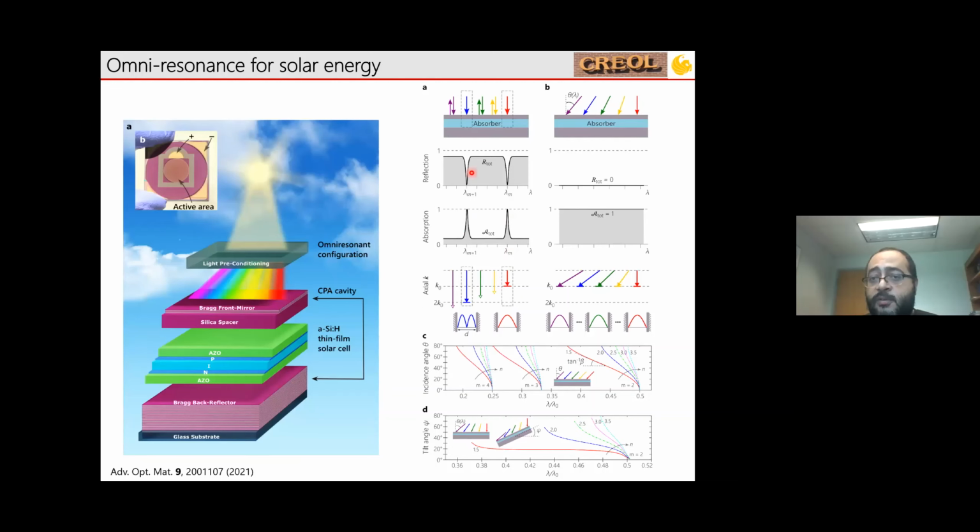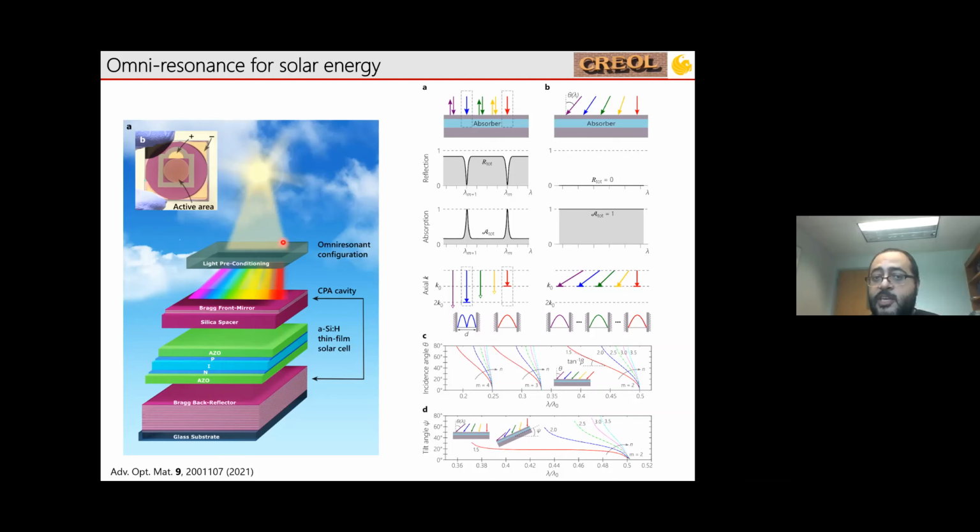So what we're going to do here is combine CPA, coherent perfect absorption, along with omniresonance, coupling the spatial and temporal degrees of freedom of the incident sunlight, such that that resonant enhancement of absorption is harnessed over a broad continuous spectrum. That requires placing the thin film solar cell, fabricating it, within an optical cavity, and then introducing a light preconditioning system that enables the resonant enhancement to be harnessed over a broad bandwidth.